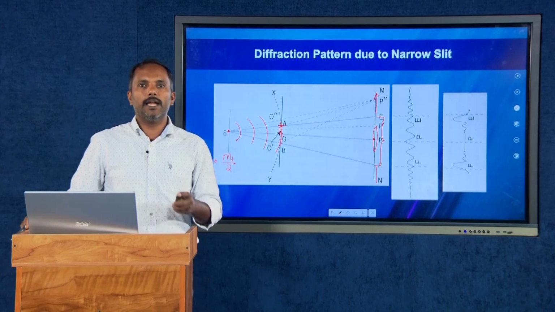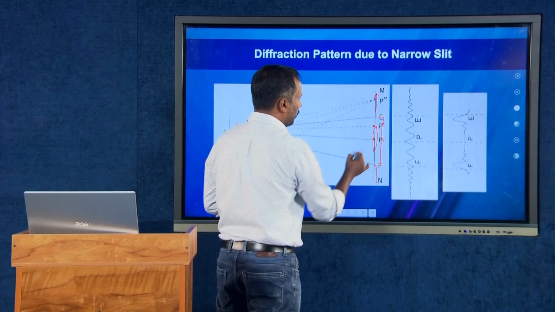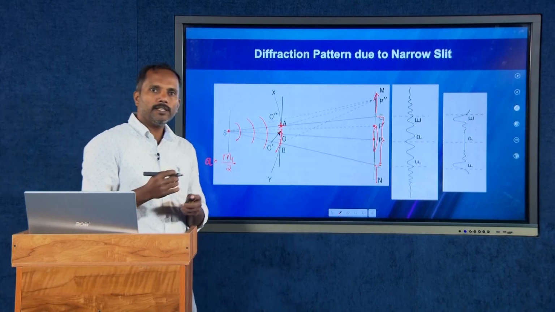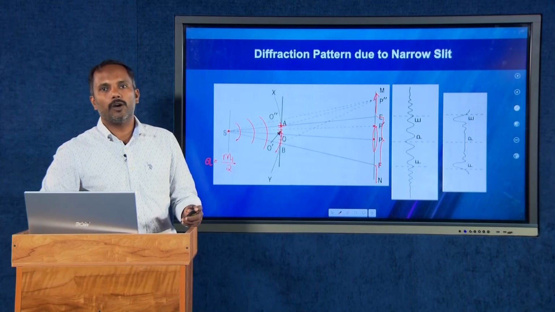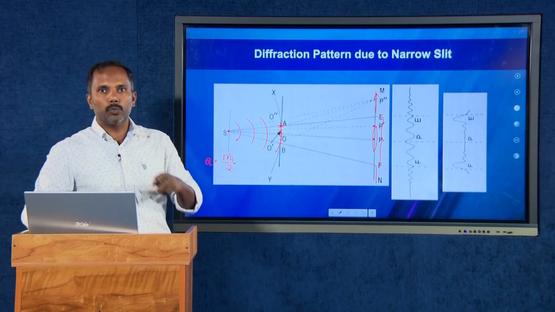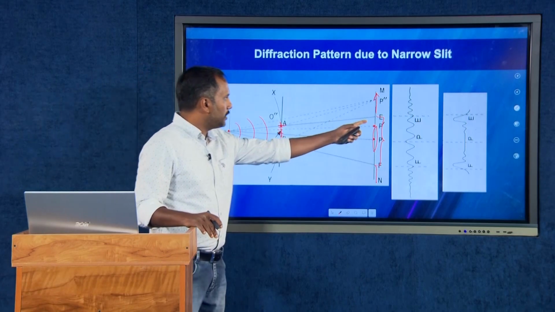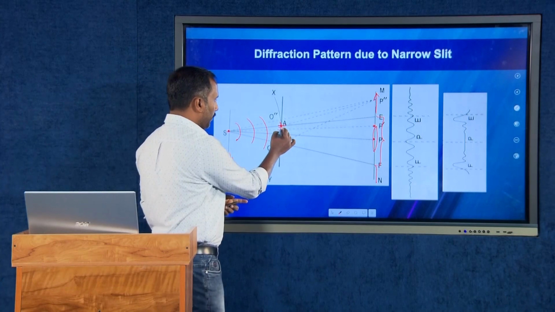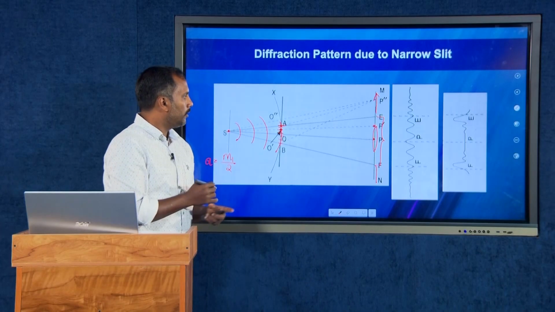Now let us consider a point P dash. Now this P dash I am taking on the screen here. Now P dash is near to the edge of the geometric shadow, and we are assuming the slit is wide. Now let us join the point S to P dash. Now that is meeting at a point over here. Now this is the pole over here.